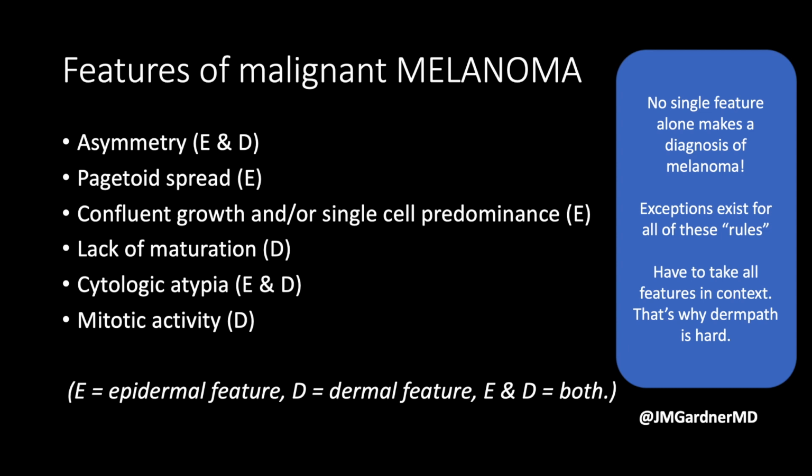Pagetoid spread, confluent growth or predominance of single melanocytes, lack of maturation, cytologic atypia, and mitotic activity. These are the main features I'm looking for when I look at a melanocytic lesion. In my mind, I run through this list to see if any of that stands out to me. And if so, then I need to look closer and think about it more and decide, could it be a melanoma? Okay?